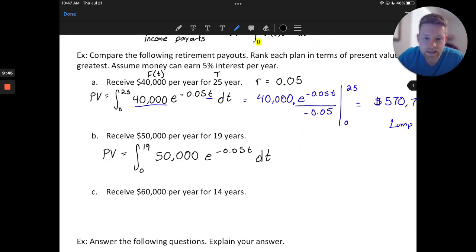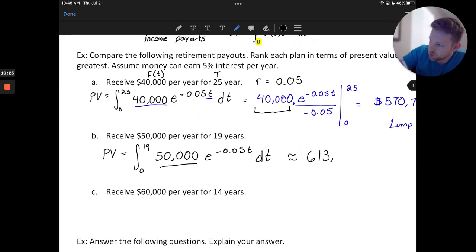So notice that in the integral here, the antiderivative will be equivalent other than this constant right here. That 40,000 is really just going to be turning into a 50,000, but otherwise the antiderivative in this problem would be the same every single time for A, B, and C. So if you consider the integral and that present value, it's going to be a very similar calculation. This would be ending as 613,259.